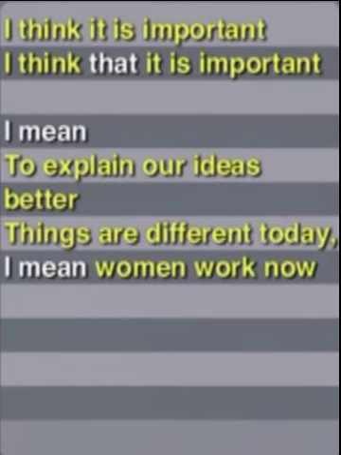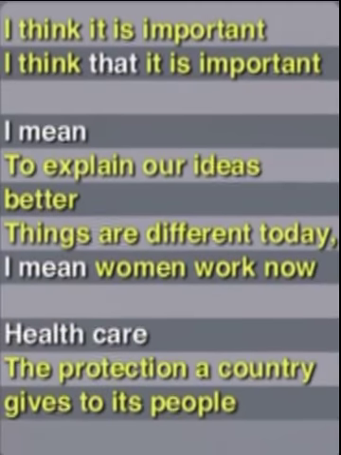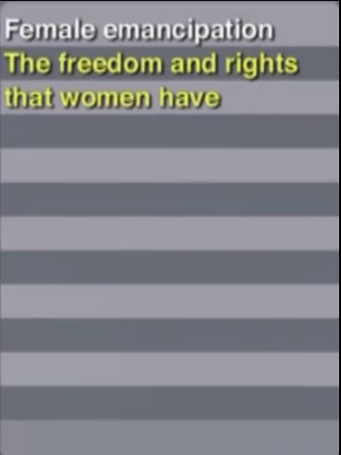What about the vocabulary we use to talk about the things that have changed in the last 50 years? Let's take healthcare. It's the protection a country gives to its people like doctors, hospitals, and medicines. These are all parts of healthcare. Another important thing is female emancipation, the freedom of rights that women have.